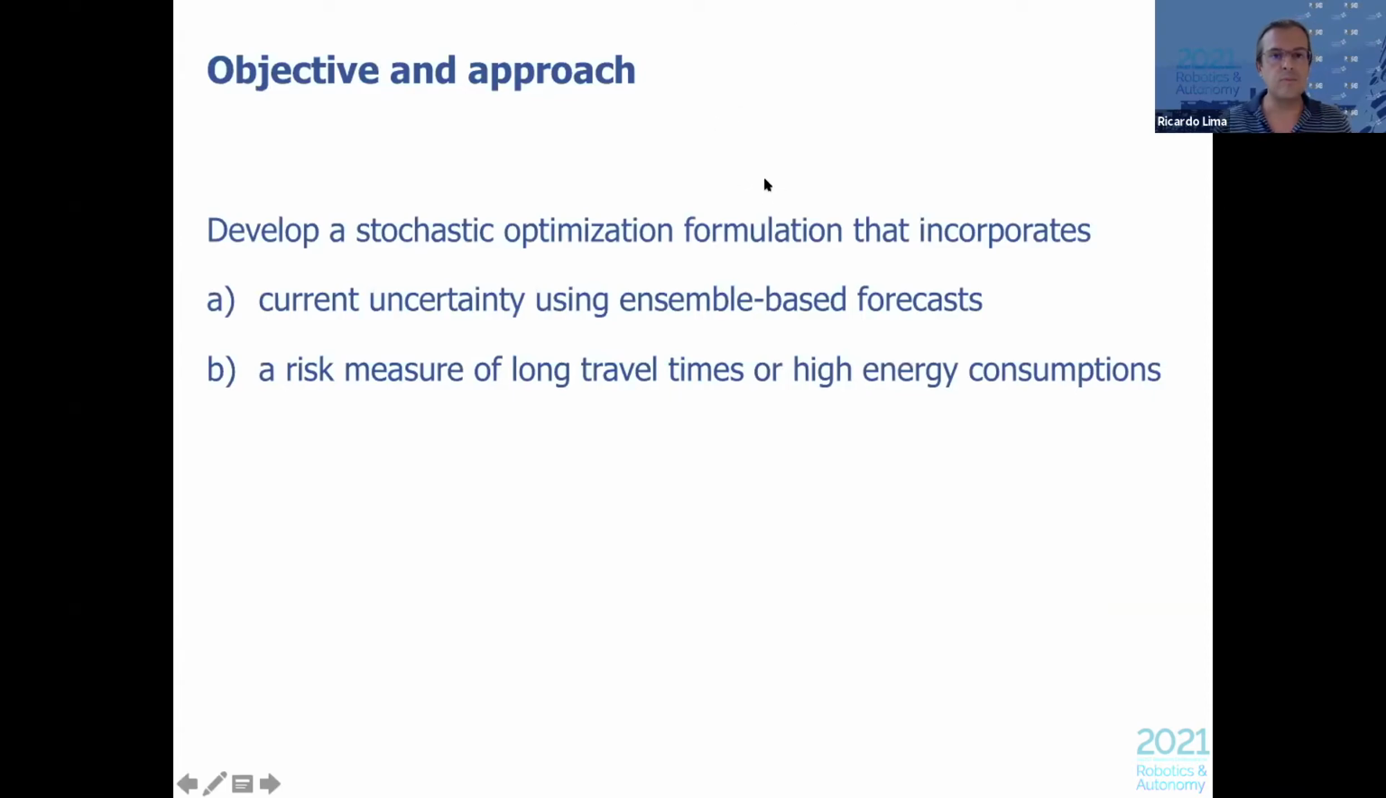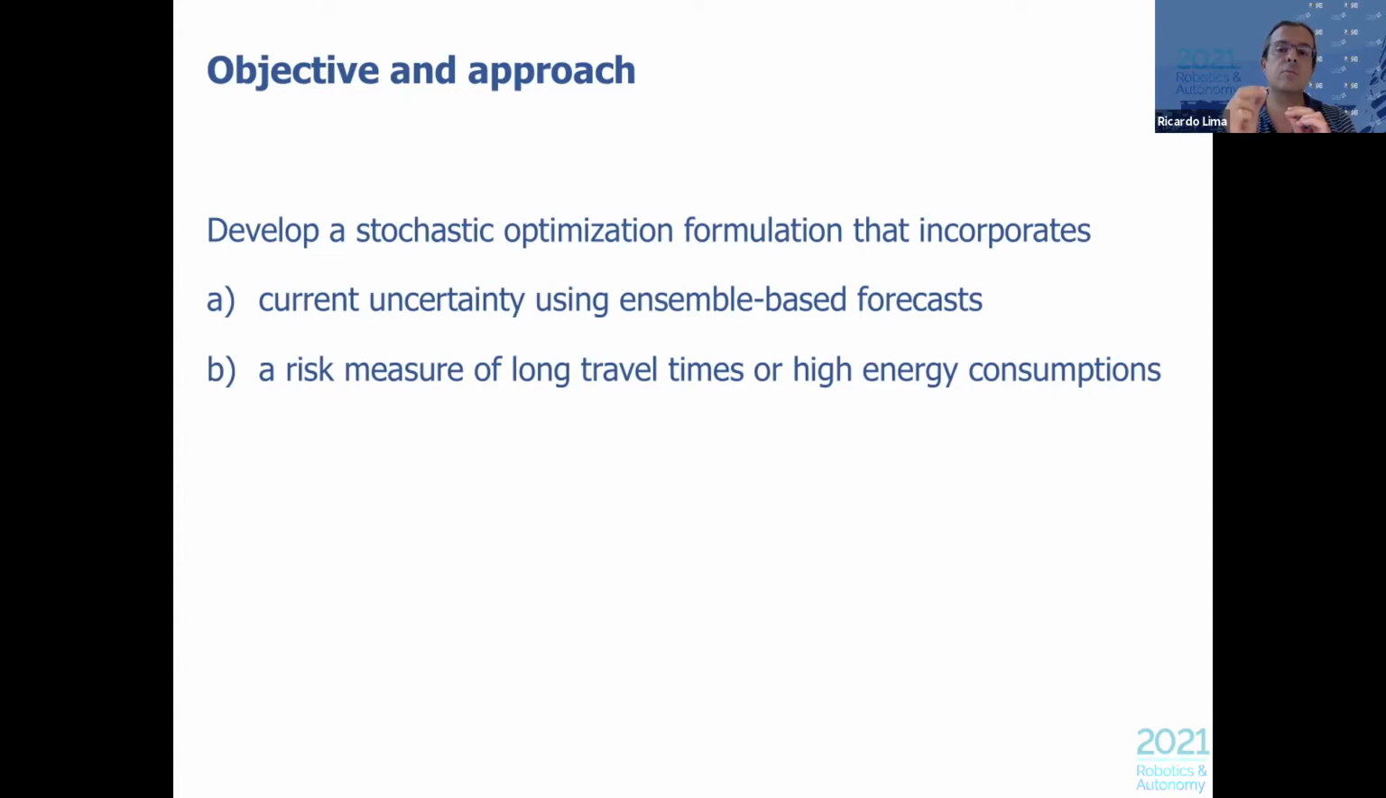So what was the objective and what is our approach? What we wanted to do was to develop a stochastic optimization formulation that accounts for the uncertainty of the current. And the other thing that we wanted to do is use ensemble-based forecasts.